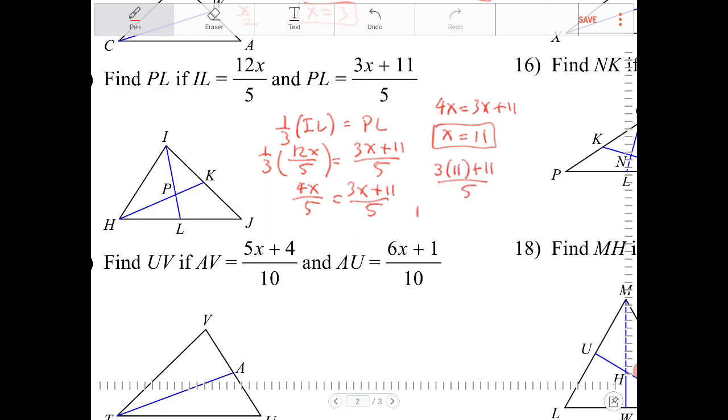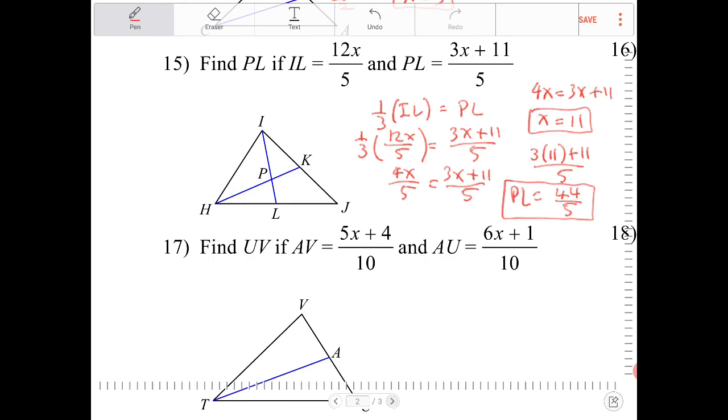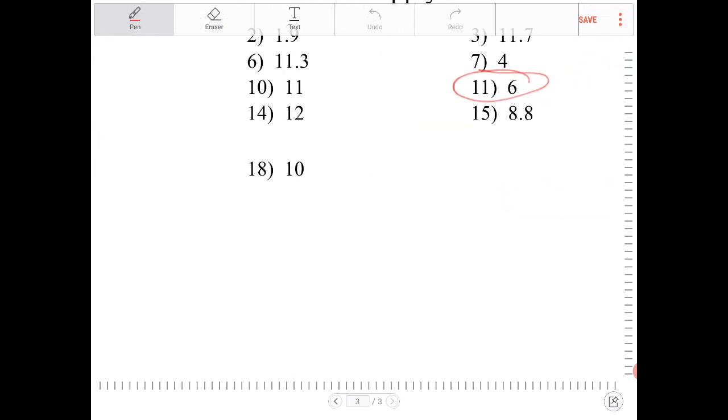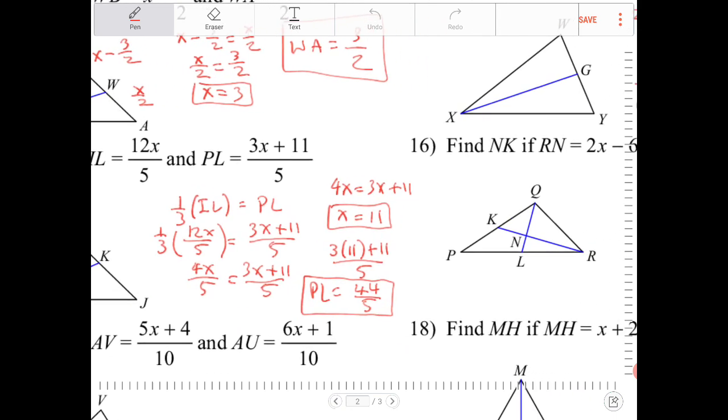3 times 11 plus 11 over 5. So what is PL equal to? PL is equal to 33 plus 11. That's 44 over 5. Is that the case? Usually it's an integer. Let me double check that. Number 15 is 8.8. That is in fact 44 over 5.